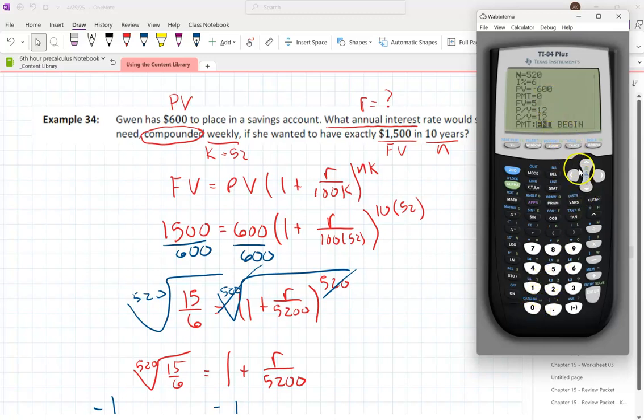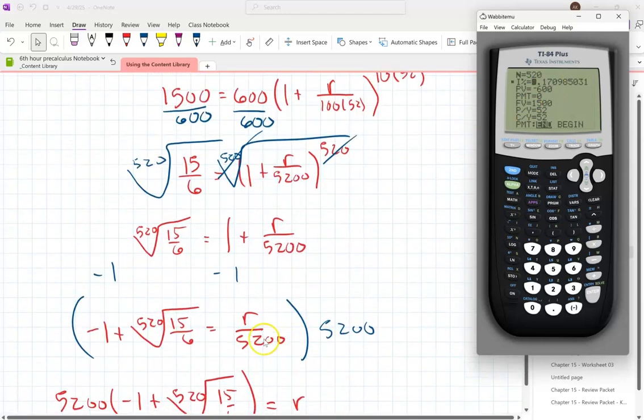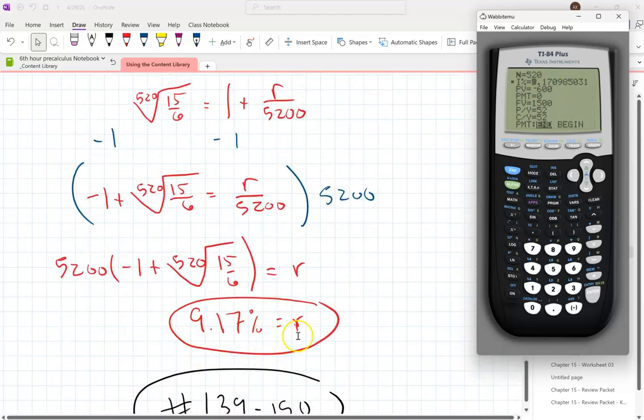$1,500. Oops. 1,500. And this is happening weekly, so the PY and CY should both be 52. And then we'll move our cursor to the I and press alpha enter. And there's our 9.17. And this really was nice because that was like a lot of algebra to sift through to get to that number, right?